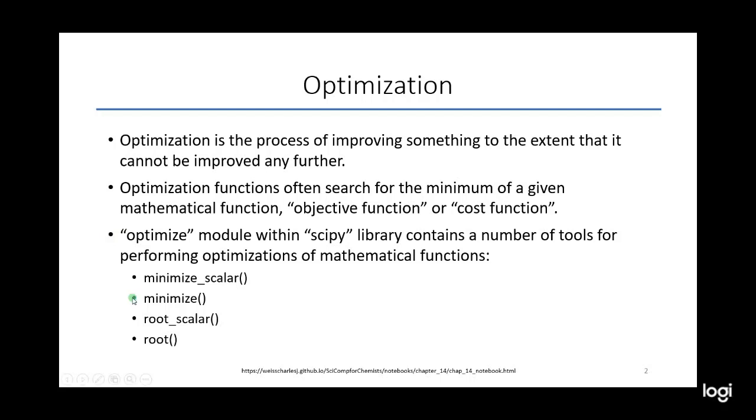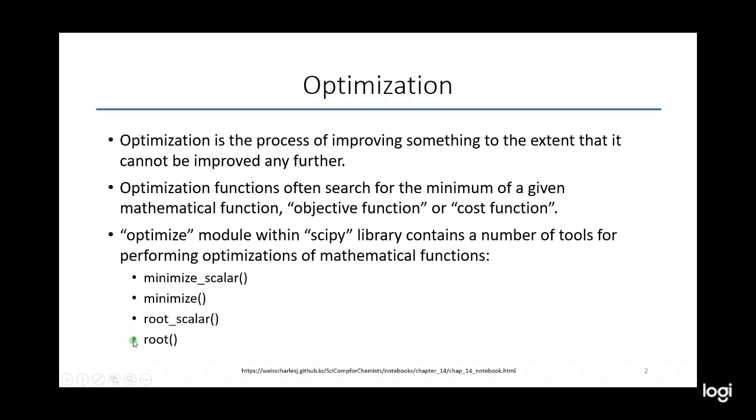The minimize function is versatile. It can handle both multivariate functions with multiple inputs and univariate functions with a single input. In contrast, minimize_scalar is specifically designed for univariate objective functions only, so functions with a single input.